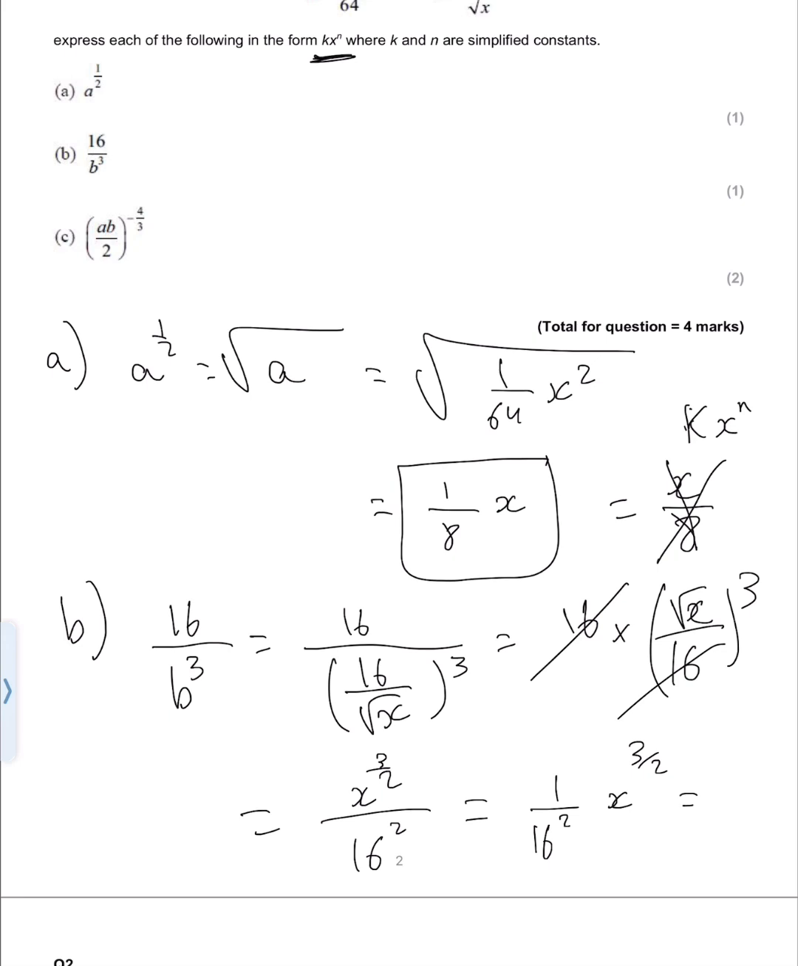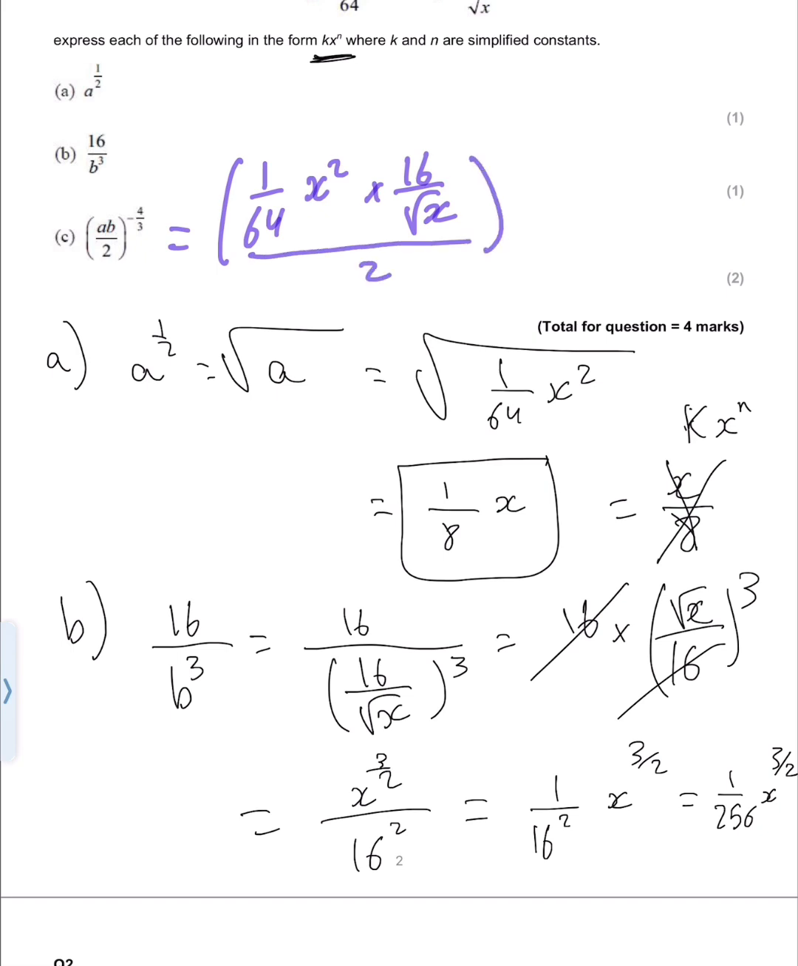And then if we use a calculator to find the value of 16 squared, we get 256. So it's 1 over 256 x to the power 3 over 2. Let's move on now to the third one. We have ab over 2, to the power negative 4 over 3. So it's 1 over 64x squared times 16 over root x, all of it over 2, to the power negative 4 over 3.